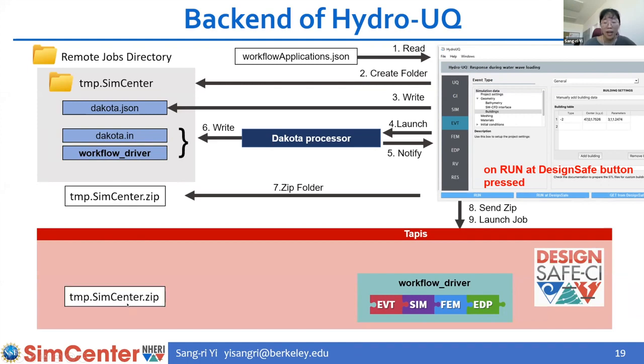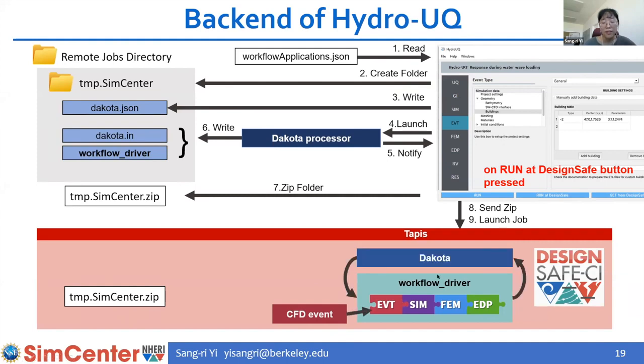So there is a copy of our input files. And then once everything is ready, it launches a job. So in the current stage of HydroUQ, we first run CFD events separately. And then only after all these results are ready, we run Dakota analysis to quantify uncertainty inside structural properties.